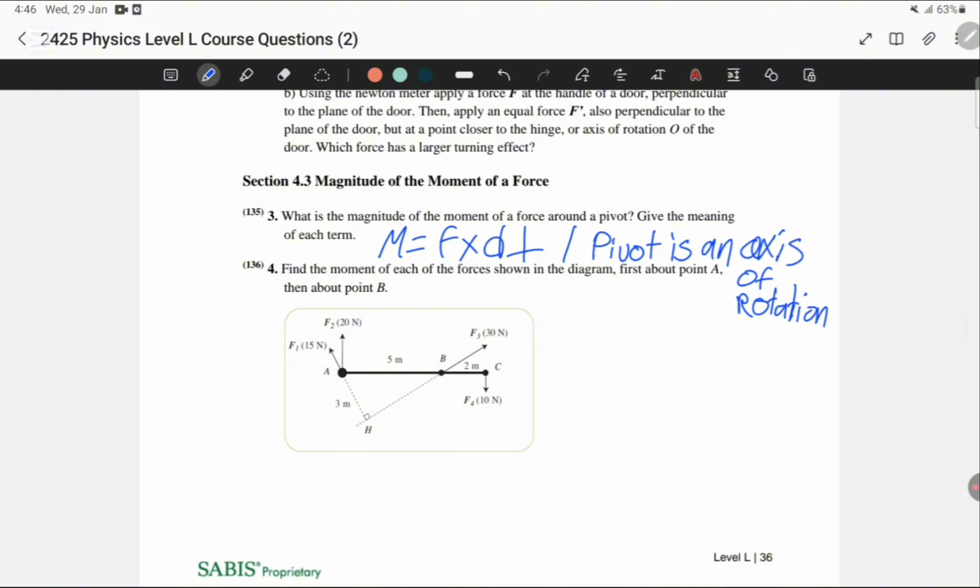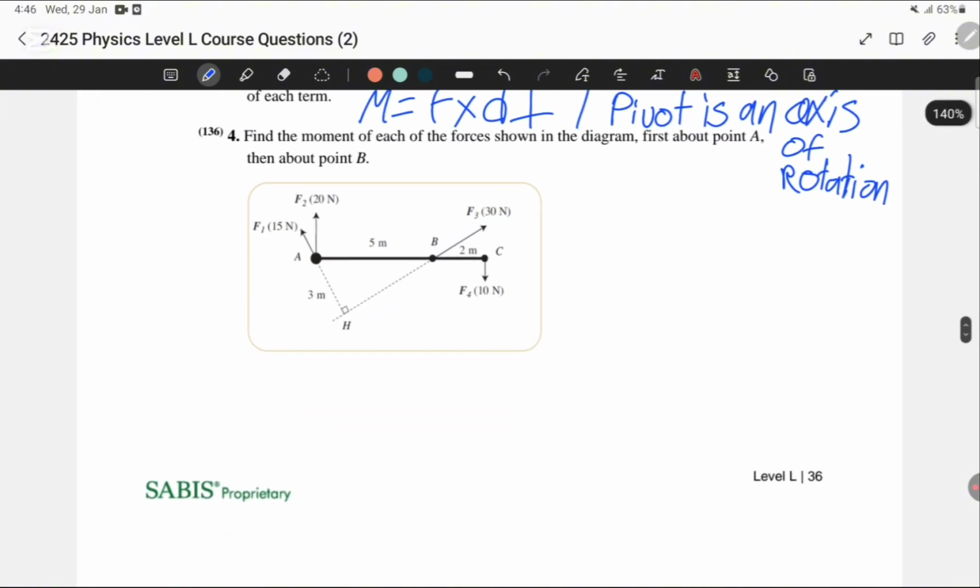Okay, on to the next. This one might seem really tricky, but it's easy. The moment of each of the forces shown in the diagram, first about point A, then point B. So what they want is each of the forces about vertex A, the axis of rotation A, and then axis of rotation B. First thing I can say, since force 2 and force 1 intersect the axis of rotation, they're equal to 0.